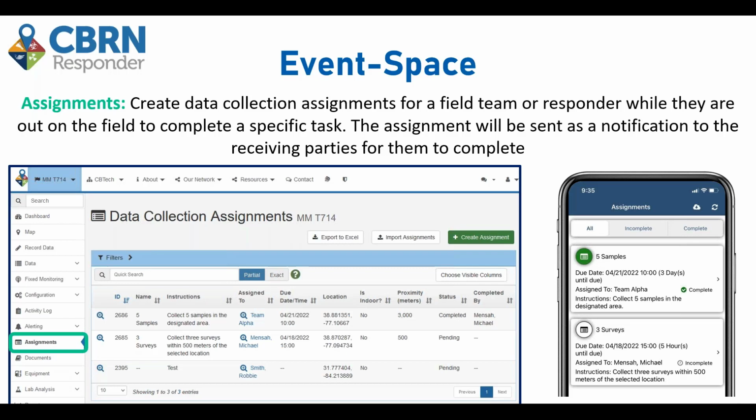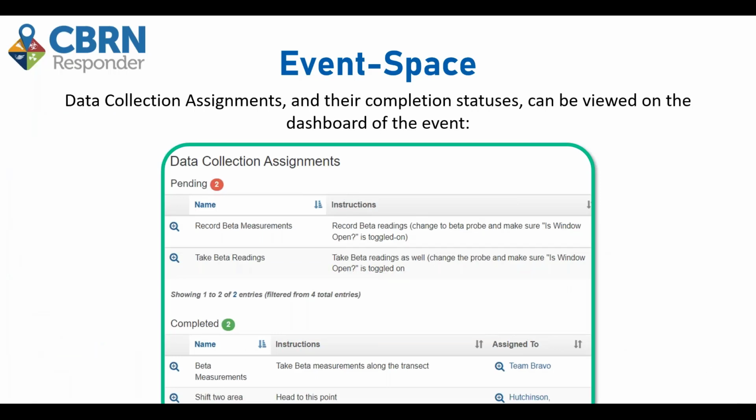So as long as you have the CBRNResponder mobile application, you'll get that notification right on your device and details about the assignment. This is another tile that's on our dashboard. You can see the ones that are pending, meaning they have not been completed, and then you'll see the completed ones as well.